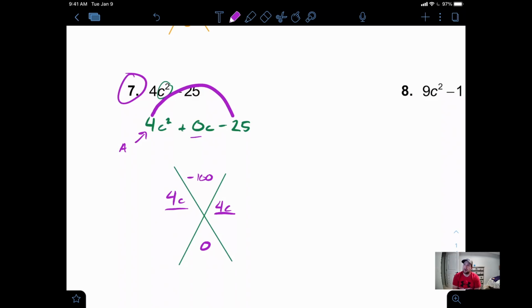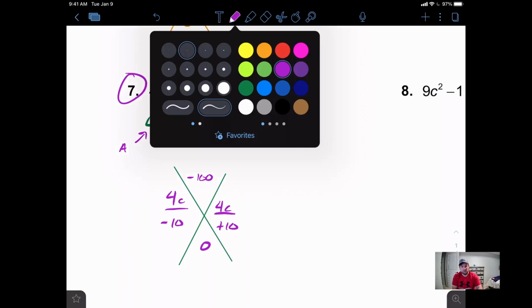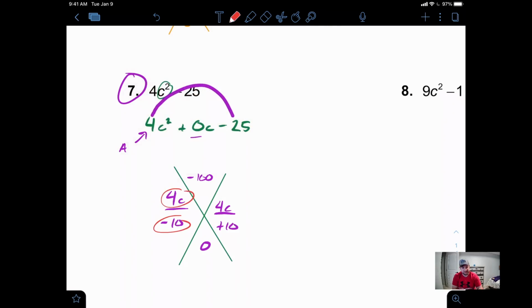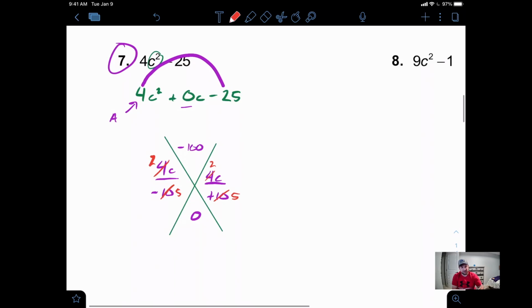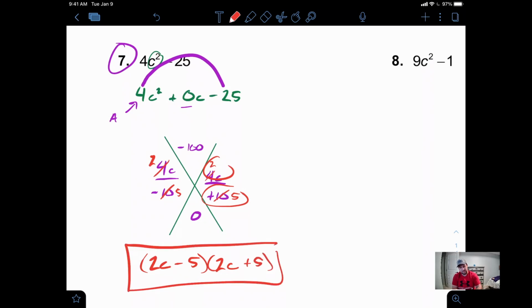Now, we're just looking for two numbers that multiply to give us negative 100 that add to give us 0. Well, how about a -10 and a +10? You want to come over here and reduce these like fractions if possible. So this would become 2 over 5, and same on this side, 2 over 5. So my final answer here would be 2c minus 5 over 2c plus 5. And this would be my final answer, right?